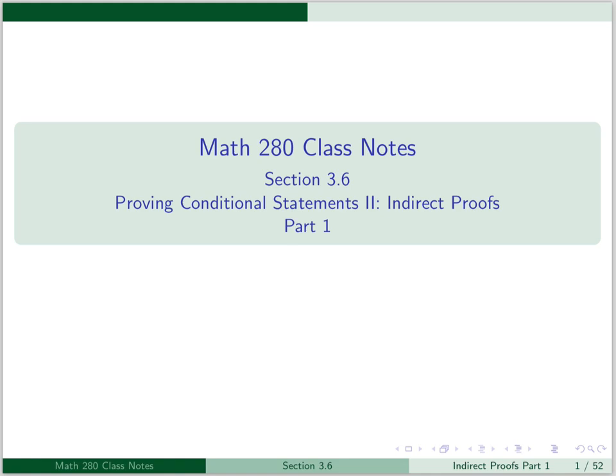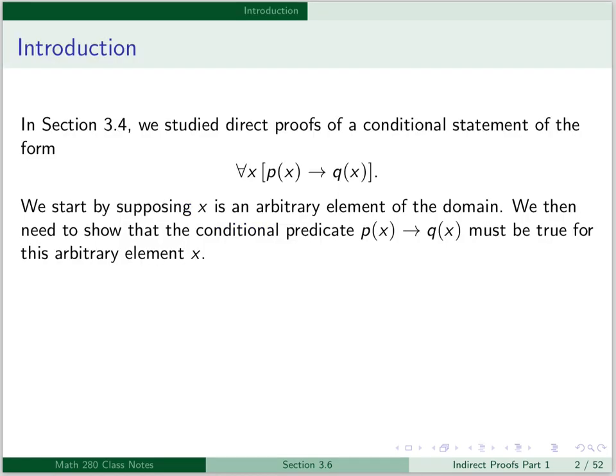This video covers Part 1 of Section 3.6, Indirect Proofs of Conditional Statements. In Section 3.4, we looked at direct proofs of a conditional statement of the form, for all x, p of x implies q of x.